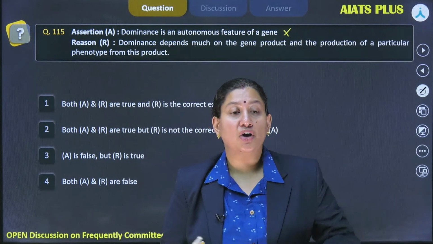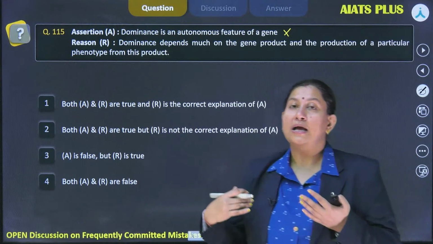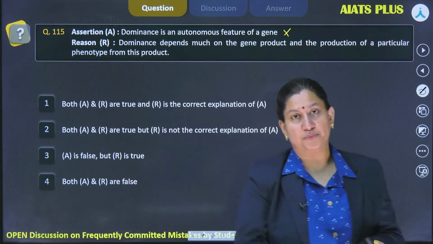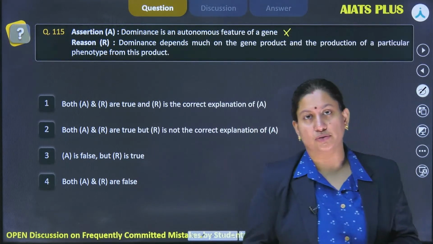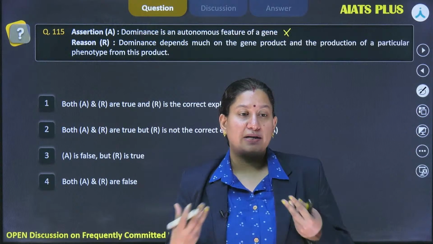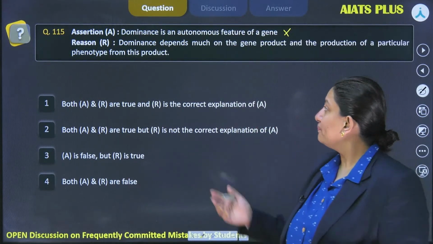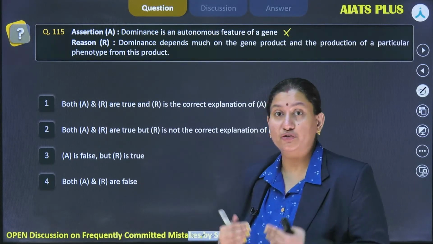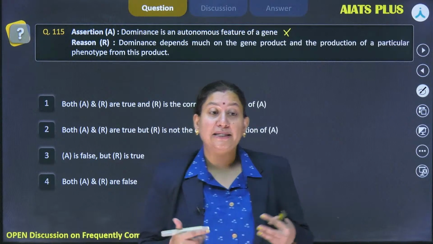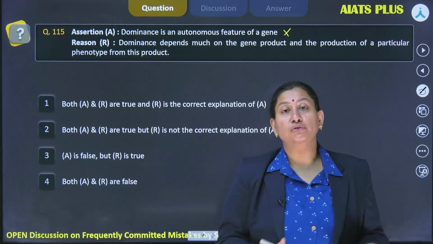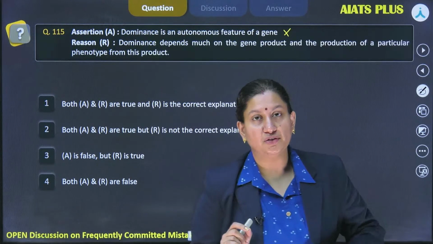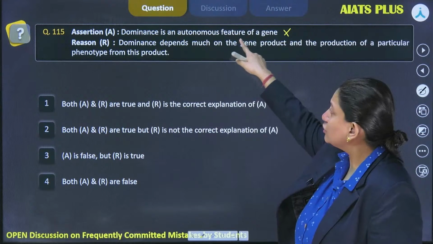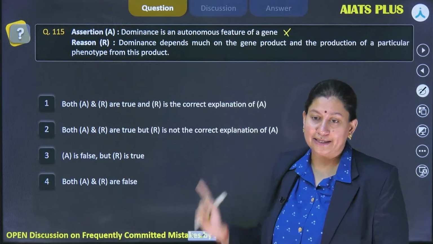Like you could see in the case of the lac operon, right? Till the time lactose is not present, ZYA cannot express itself, right? You could see it in other cases also, in the case of amino acid synthesizing genes also. So dominance is not going to be depicted by the gene itself, but by the conditions also, by the trait under consideration also, and by the availability of resources also. So all these things are going to decide the dominance of a gene. So that is why it's not an autonomous feature of a gene, right? So this is the reason why the assertion is going to be incorrect, right?